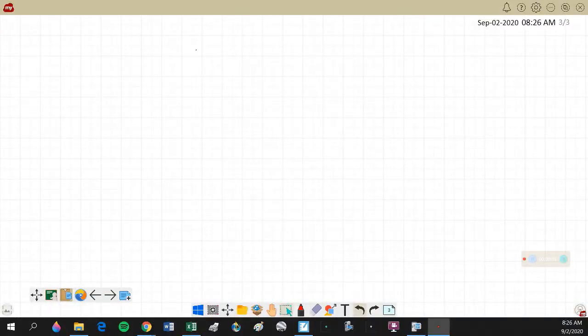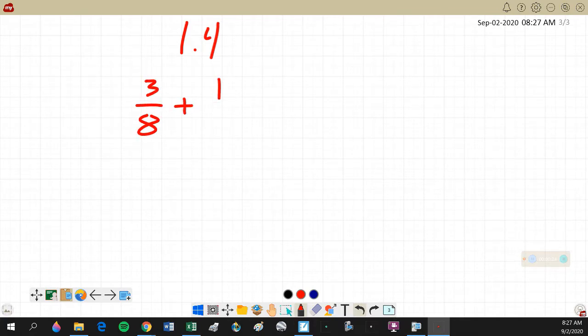Today we're working on 1.4. 1.4 deals with adding fractions. Yeah, adding fractions is fun. So, if I had 3/8 plus 1/8, then I end up with 4/8.